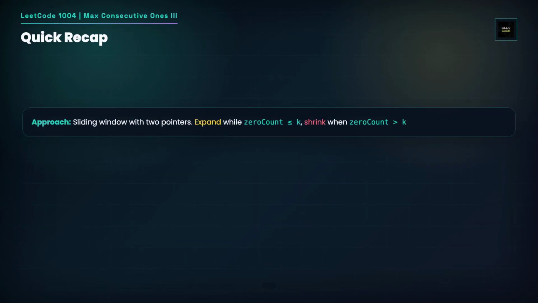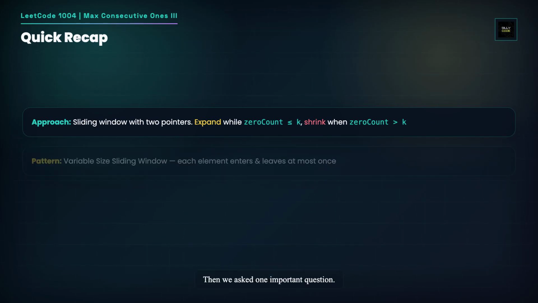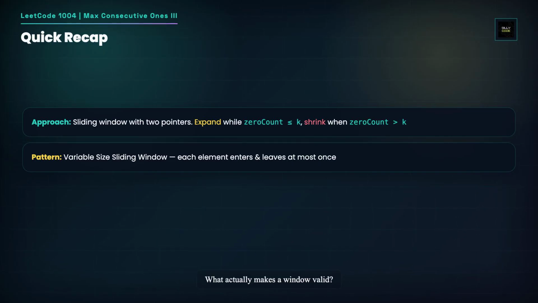Let's quickly recap. We started with the brute force solution, for every starting position. We built a new subarray from scratch. The solution worked. But it repeated a lot of unnecessary work. Then we asked one important question. What actually makes a window valid? The answer was simple. The number of zeros. As long as 0 count is less than or equal to k, the window is valid. So we keep expanding it. The moment 0 count becomes greater than k, we don't restart. We simply shrink the window until it becomes valid again.